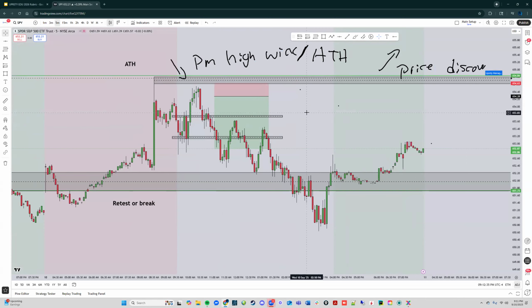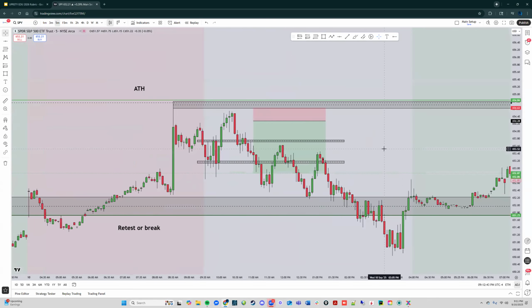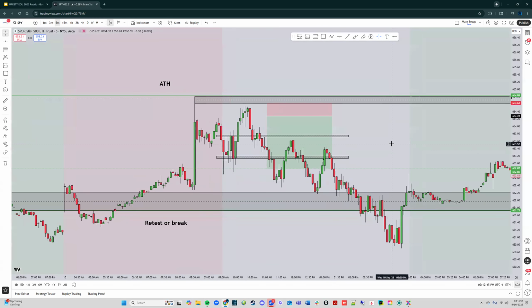Okay, so we have that established. Market opens up here, and Praveen, I start drawing some of these lines throughout the day. This was not drawn at the open. This was not drawn at the open. The only two zones that were drawn at the open were this bottom zone and this top zone.